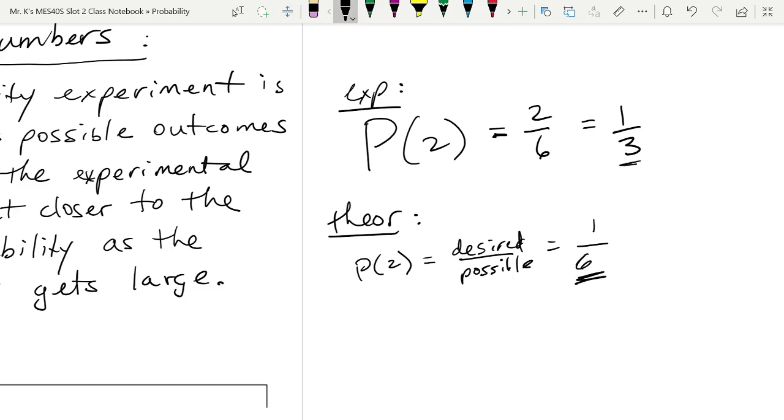So there's a big difference. 1 out of 3 is actually twice as big as 1 out of 6. So what's the problem here? What's wrong with my conclusion from my experimental probability? Yeah, the number of trials I did is way too small.